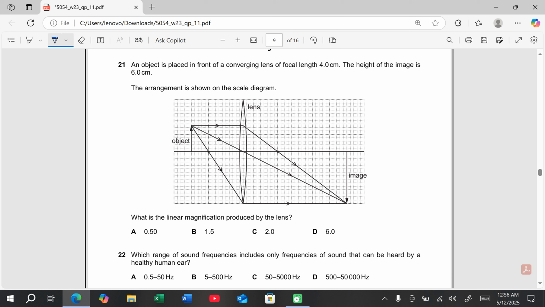Linear magnification is image size divided by object size. The image is 3 blocks, the object is 1.5, so 3 divided by 1.5 equals 2.